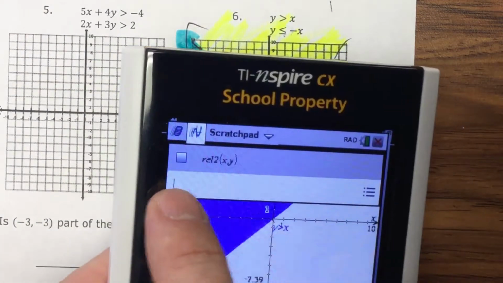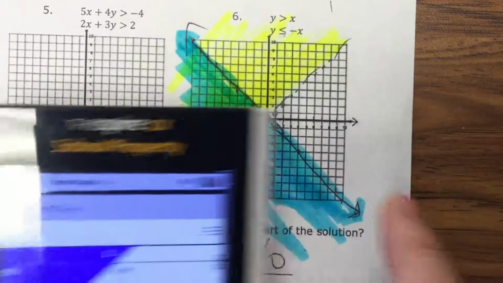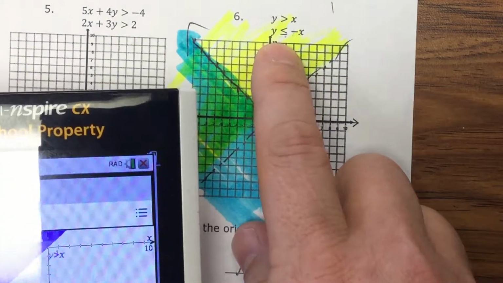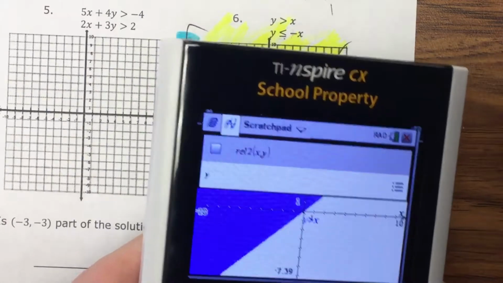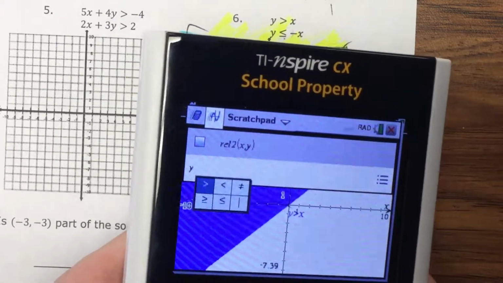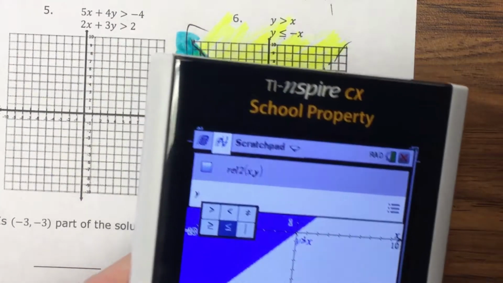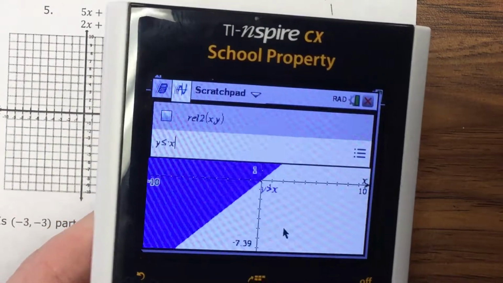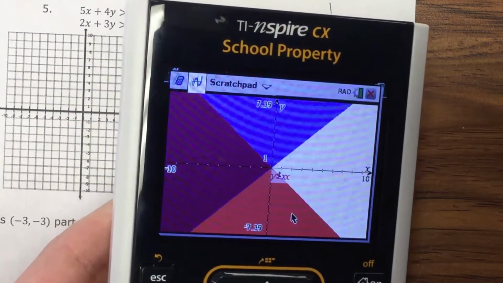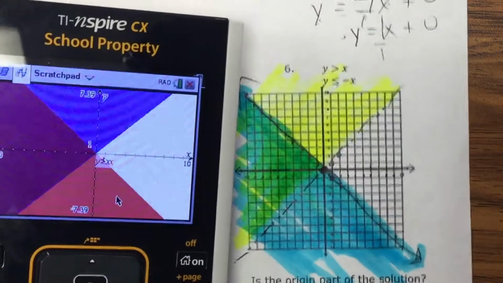This one I do have to type in everything. The y equals part goes away. So y is less than or equal to negative x, and then control equal, find less than or equal to negative x, and there it is. That's the exact same graph we have on the paper.